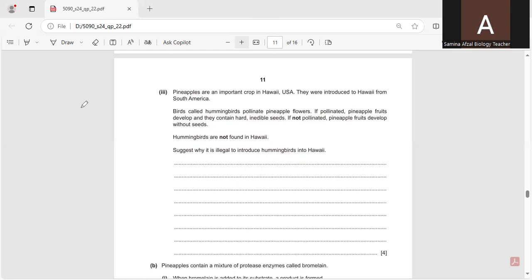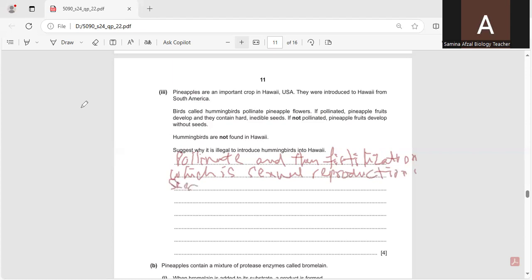So in this way, we have to find out what problem can occur if we introduce them. You can see over here that with the hummingbirds, sexual reproduction takes place. How does sexual reproduction take place? First, they pollinate and then fertilization, which is sexual reproduction. And as a result of sexual reproduction, seed formation takes place.